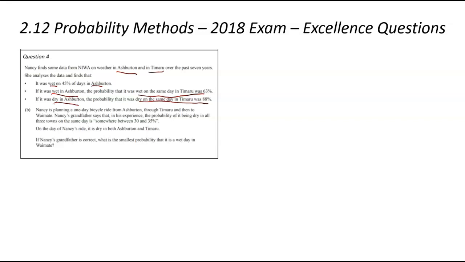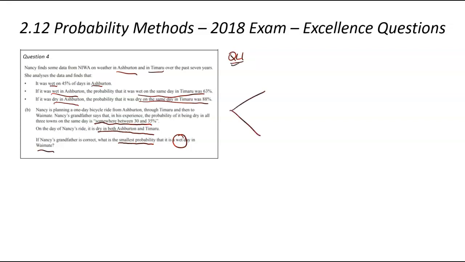The grandfather says, in his experience, the probability that it will be dry in all three towns is between 30% and 35%. On the day that it is decided to ride, it is dry in both of these towns. If the grandfather is correct, what is the smallest probability that it's going to be a wet day in Waimate? So, question 4, we're going to start off by drawing the probability tree representing this scenario.